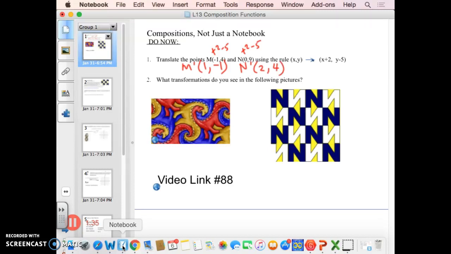If you look at these two pictures, these are examples of what MC Escher pictures look like. You should notice that not only is there a reflection across the x-axis, you can see that this is being flipped down. You should also be able to see a reflection across the y-axis. Remember, a reflection across the y-axis is (-x, y), and a reflection across the x-axis is (x, -y). And over here, what you should see are rotations. This figure is being rotated, so you want to review your rules for rotations as well.